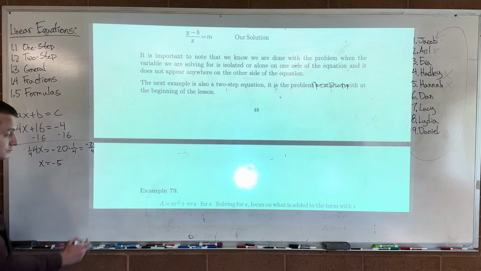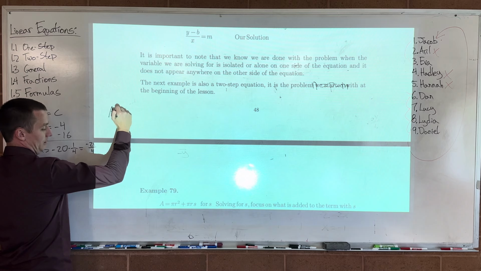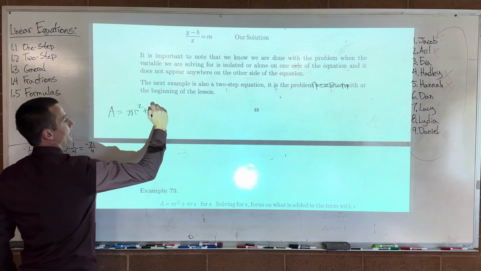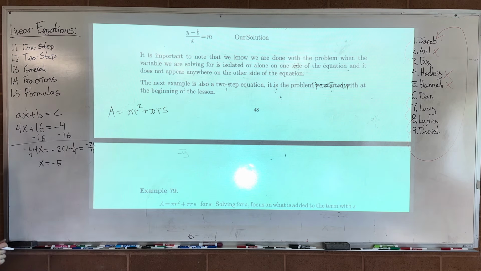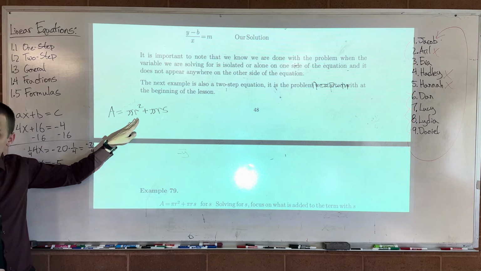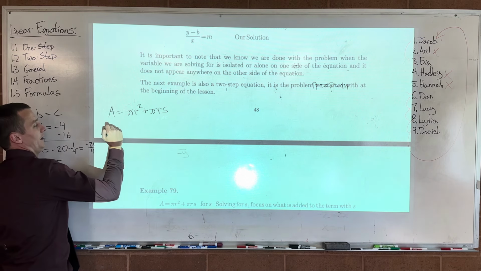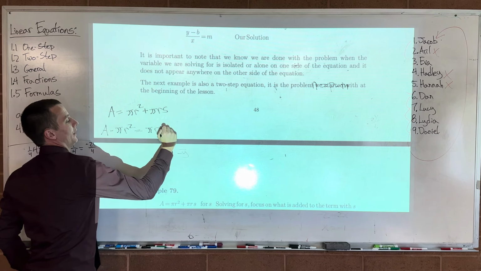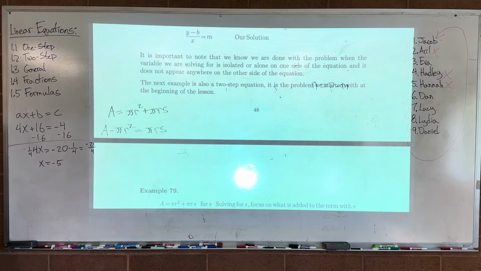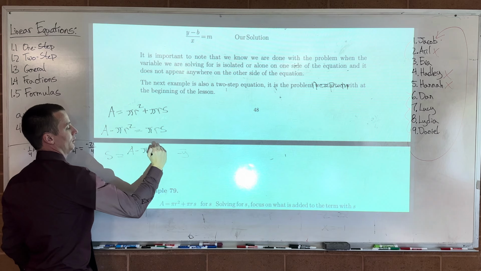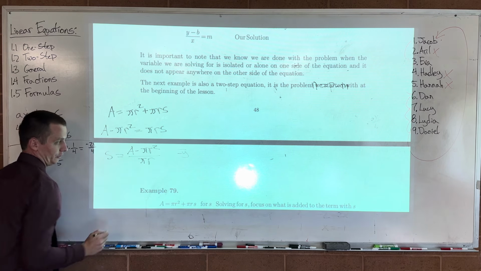So I have A is equal to pi r squared plus pi r s. We're trying to get the s by itself. Minus pi r squared from both sides. So I get A minus pi r squared is equal to pi r s. Now what? Divide both sides by pi r. And so we're left with s is equal to A minus pi r squared all over pi r. That's all there is to it.